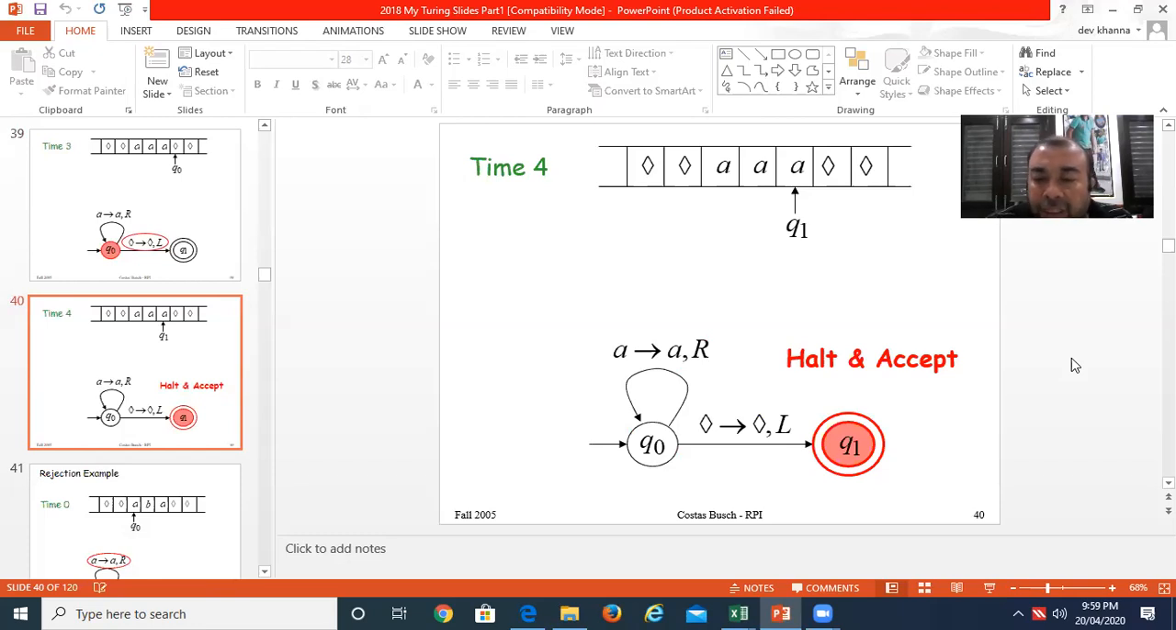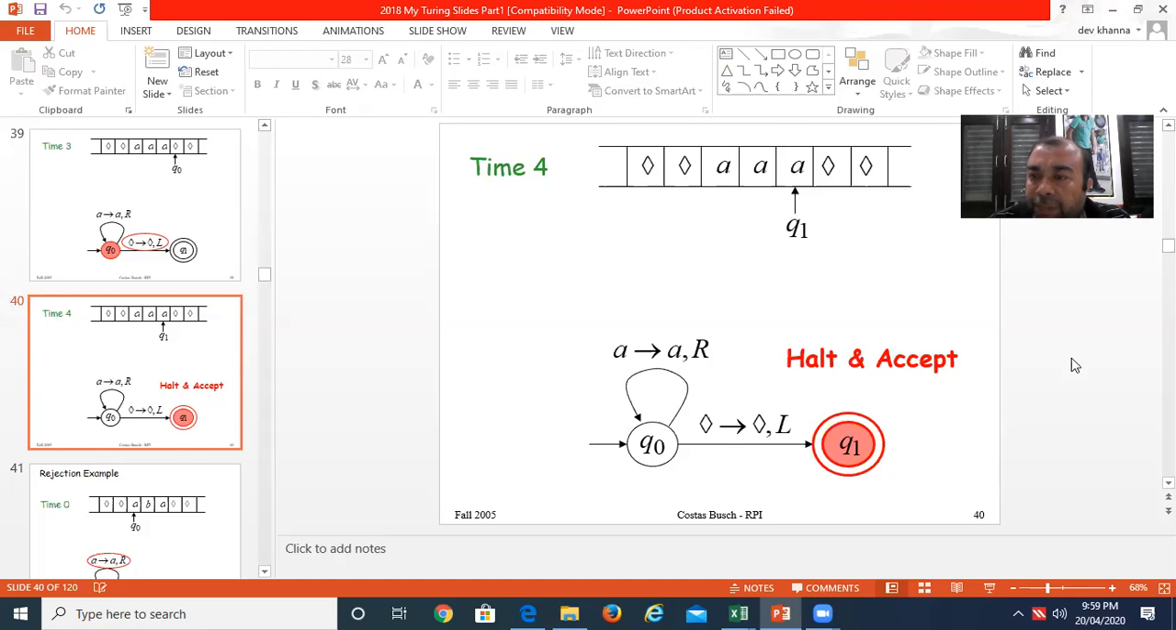You can write this transition as blank gives blank comma L, or blank gives blank comma H, where H means halt. You halt on this input tape symbol also. That is also acceptable. So the transition blank gives blank comma L can be converted into blank gives blank comma halt. Halt means you stop at this cell position. And this is also correct. Both are correct. No issue.